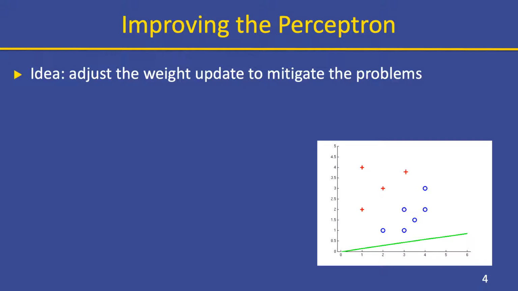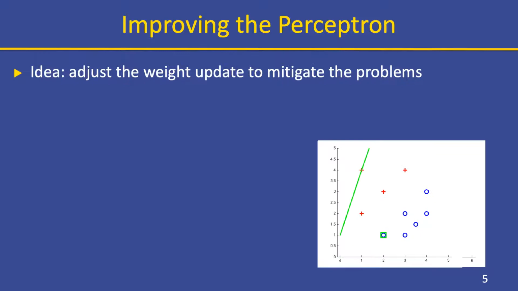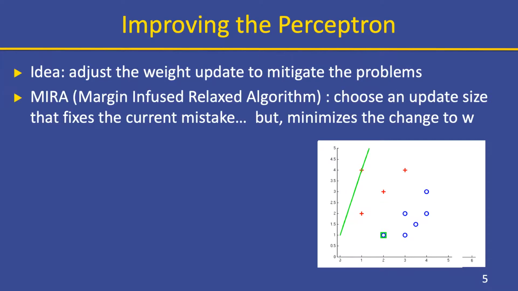So let's say we start with this green line as our boundary, and we pick one example. So instead of updating our weights and pushing our boundary all the way over there, we try to choose an update size that fixes the current mistake but minimizes the change to the weight vector. So instead of this new boundary here, we pick this one, the one that barely fixes the mistake. This technique is called MIRA, margin-infused relaxed algorithm.